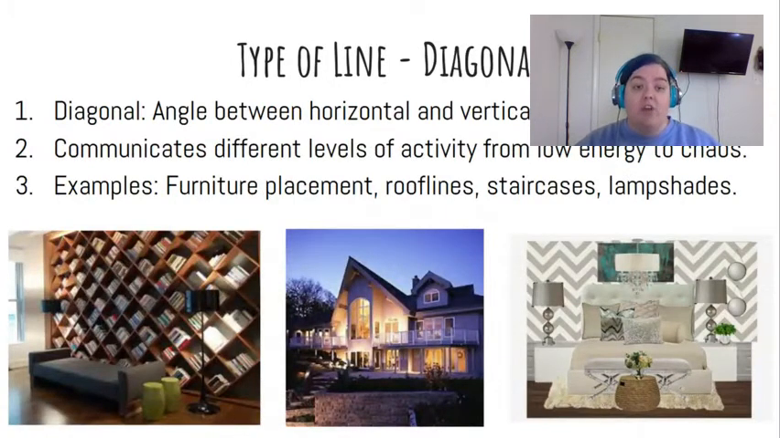So this is going to create a sharp angle between a horizontal and a vertical line. It communicates different levels of activity from really low energy to high energy that we also may call chaos. Examples can include how you place your furniture, roof lines on homes, which would be your exterior, and then your staircases or sometimes even lampshades.